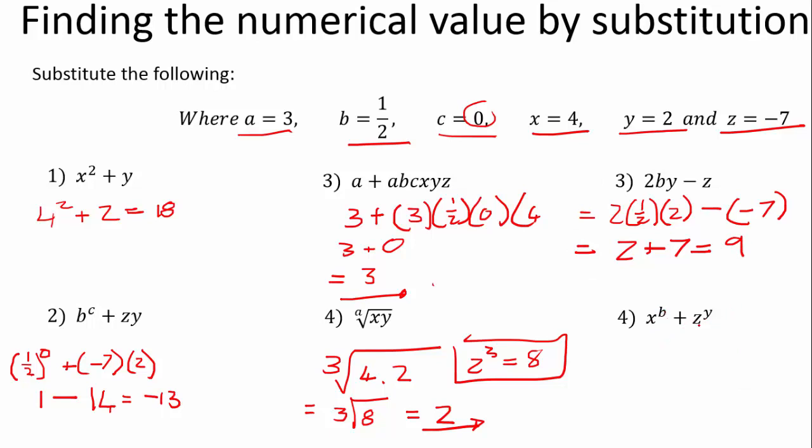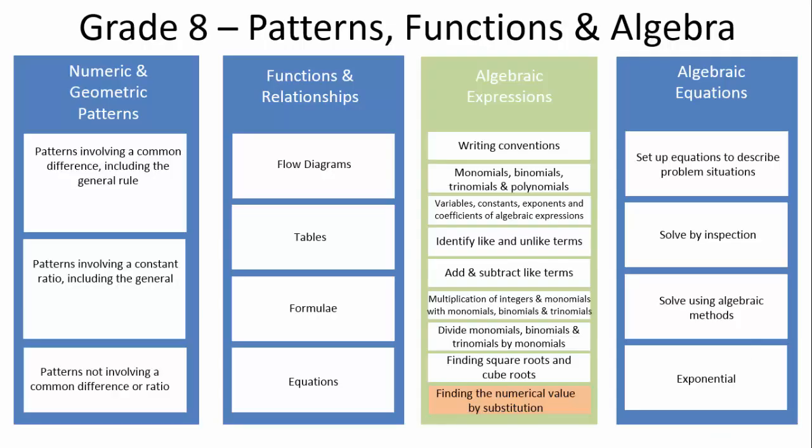Okay, what about x to the power of b plus z to the power of y. So x is 4 to the power of b, which is a half, plus z, which is negative 7, to the power of y, which is 2. Okay, so we've got negative 7 to the power of 2. So remember, anything squared is the same as that number times itself. And also a half power is the same as the square root, so square root of 4 plus, that's a plus, negative 7 multiplied by negative 7. So that is 2 plus, negative times a negative is positive 49, and that is going to equal 51. Well done, grade 8.